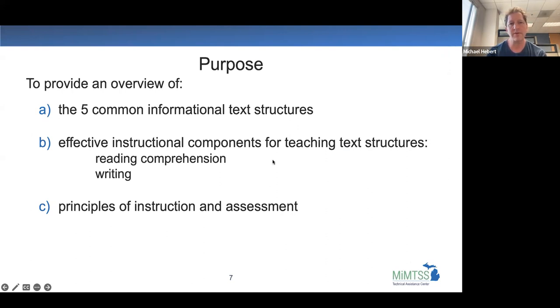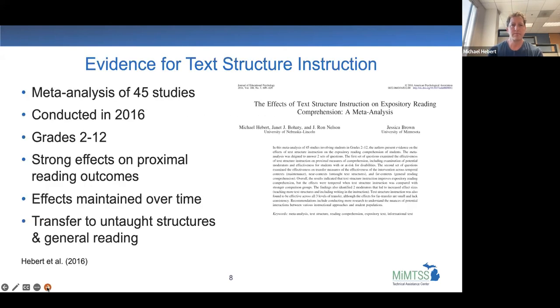Then I want to present some effective instructional components for teaching text structures. So I'm going to teach some activities and components, things that I think go really well. And really, it's not just that I think, but that are really based on the research, right? So we have a lot of evidence for these components around reading comprehension and writing, and then some principles of instruction and assessment around those things.